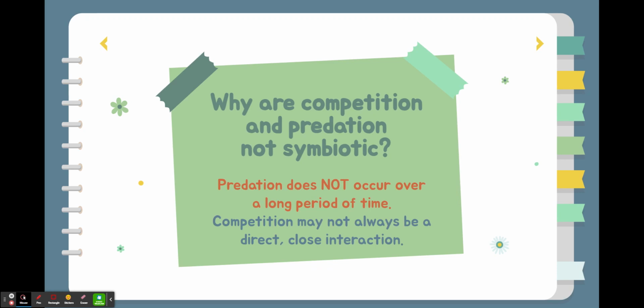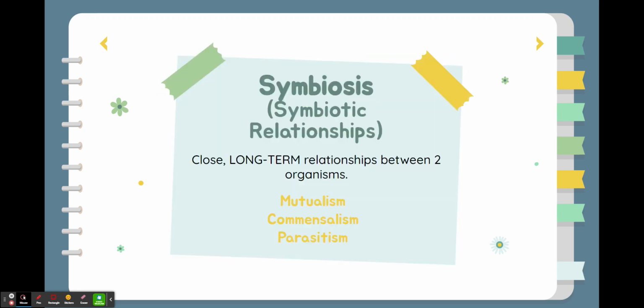Competition, while it could be a close interaction, does not have to be. So if you think about different organisms drinking from the same watering hole, they are using the same resource, but this could be a very short and indirect relationship. So we are going to consider predation and competition ecological relationships, but our symbiotic relationships are mutualism, commensalism, and parasitism.